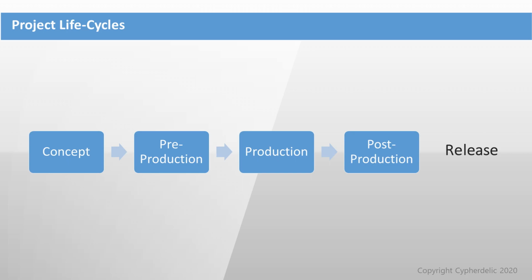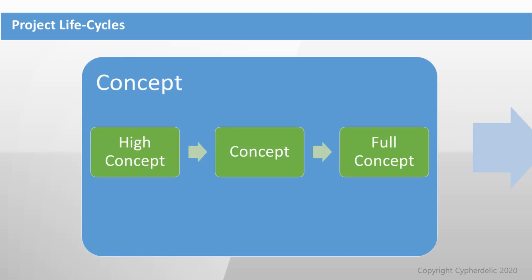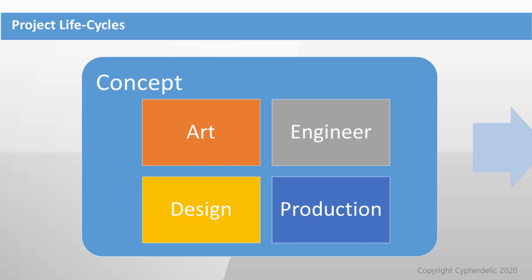So let's look at the concept phase. And the concept phase can be broken down further into the high concept stage, the concept stage, and full concept. And in your studio, in your team, you might have a permanent concepting group or a more agile, fluid group where people come and go depending on what project they're being involved with. But you'll probably have representatives from art, engineering, design, and production. On a small team, maybe you've got one of each. And as we touched on in the design modules, there's no set way of working.